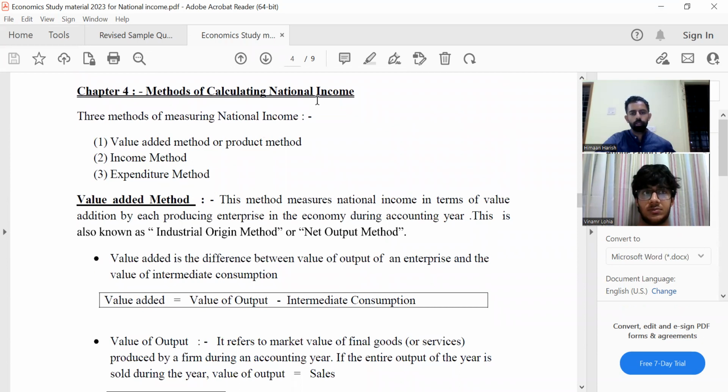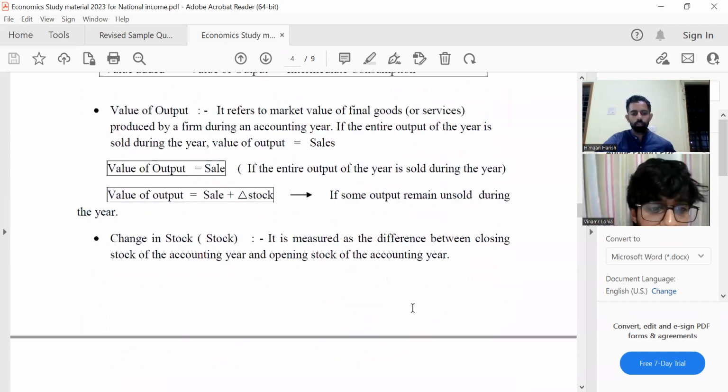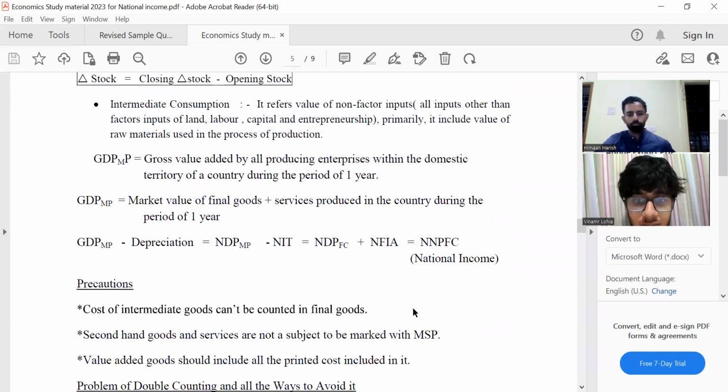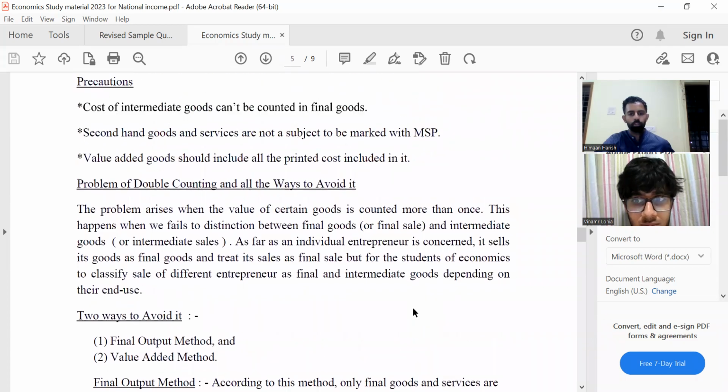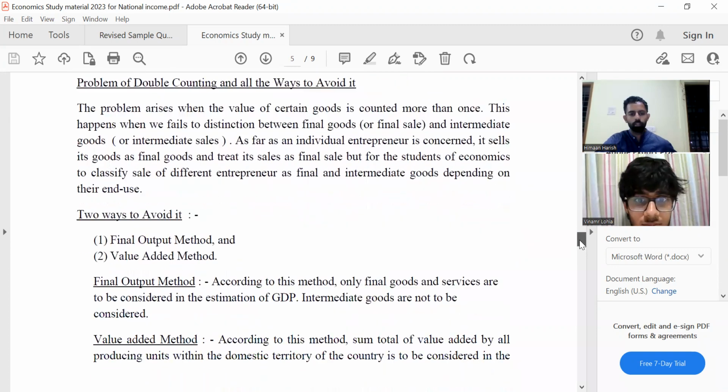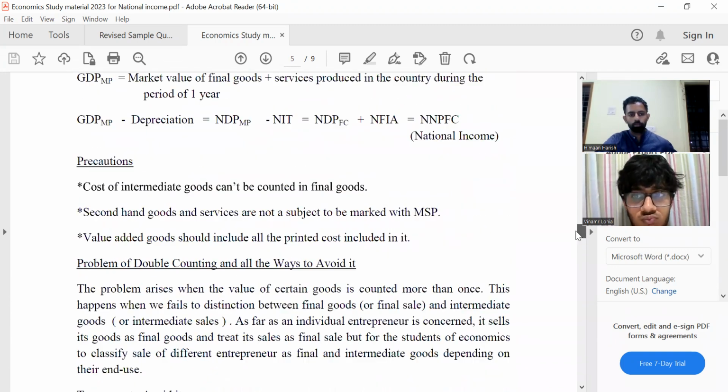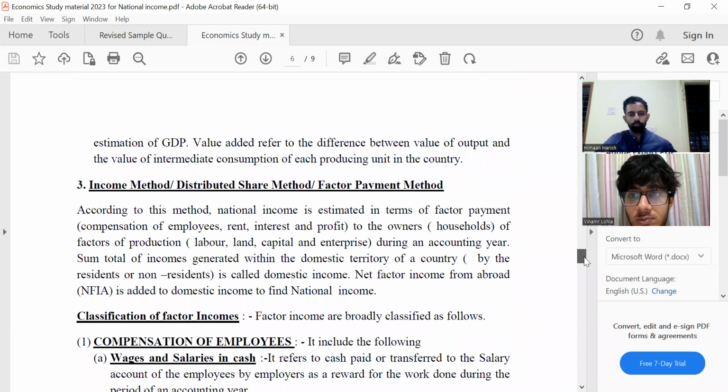So there are methods of calculating national income. Yeah, these are very much relevant, because the value added method is the value of output minus intermediate consumption. So intermediate consumption is also there in the notes, right? And is there the problem of double counting in national income as well? Have you heard of it? Yes, I've heard of it. Okay, then we can solve this as well. And is there the income method?